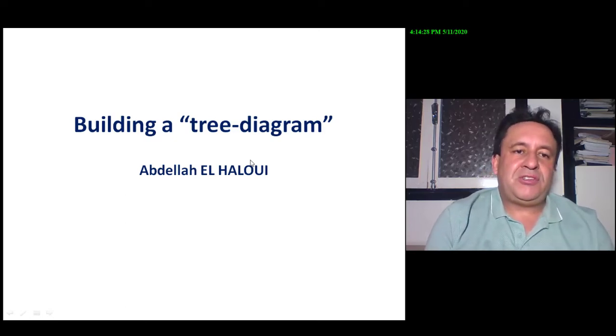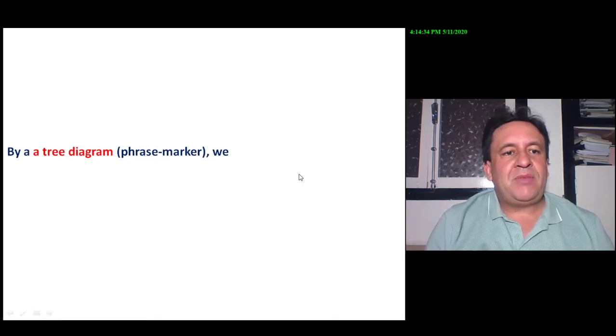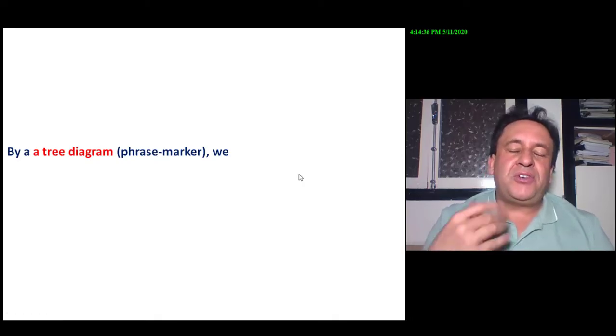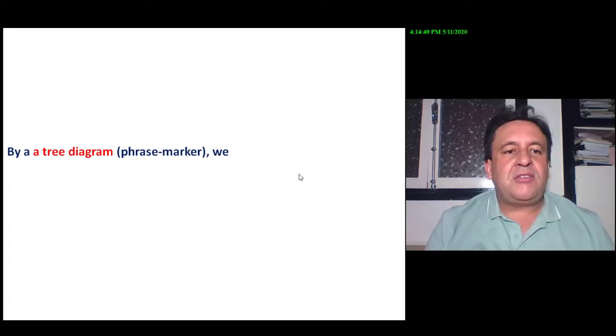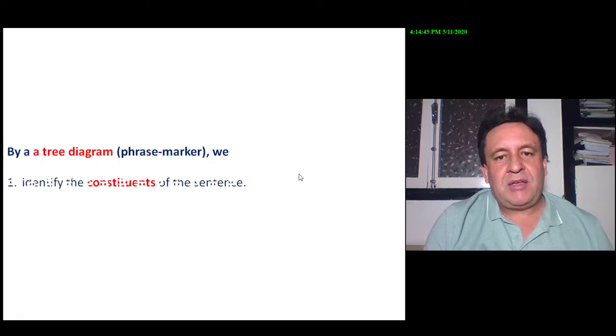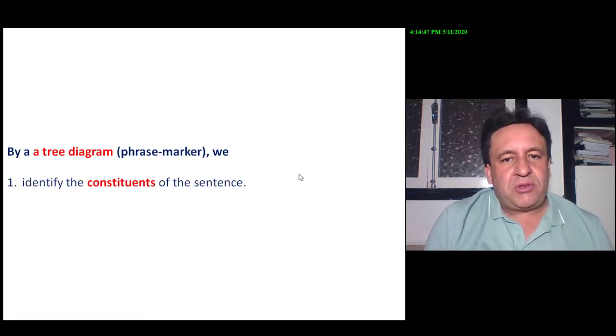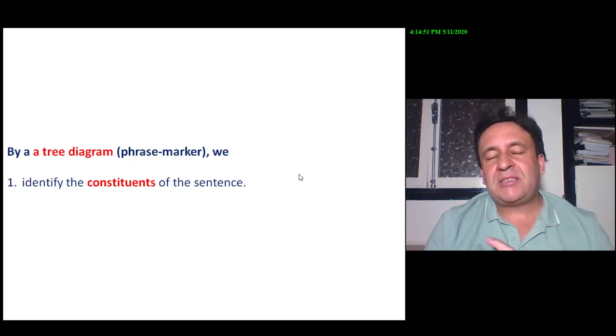The title of my new lecture, as you can see, is Building a Tree Diagram. What do we exactly mean by a tree diagram? Another term which is used for tree diagram is phrase marker. The function of a tree diagram is to do three things, okay? With a tree diagram, we want to identify the constituents of the sentence.